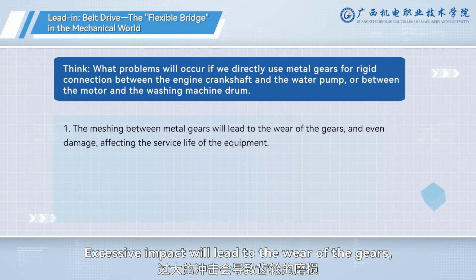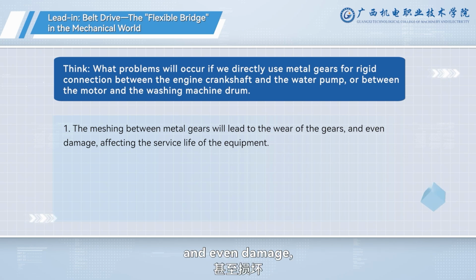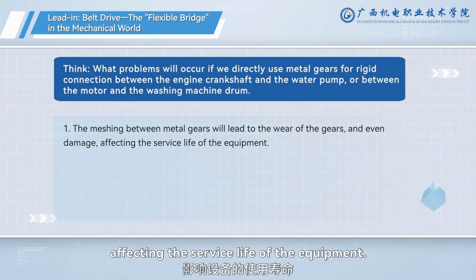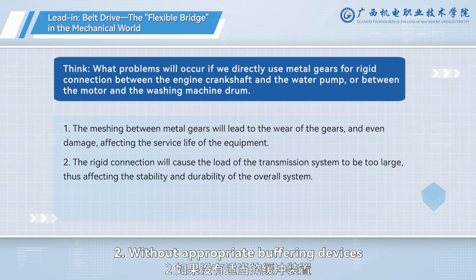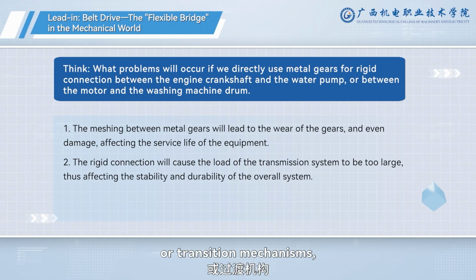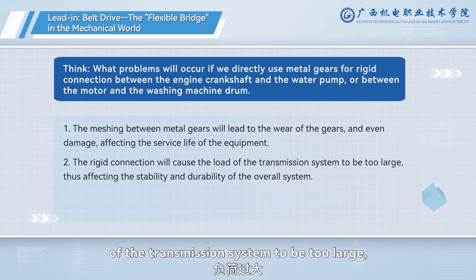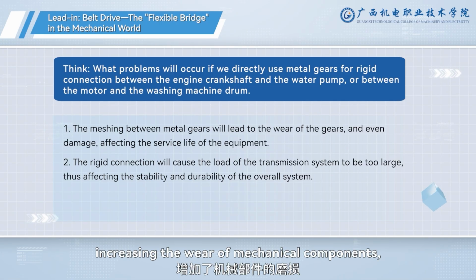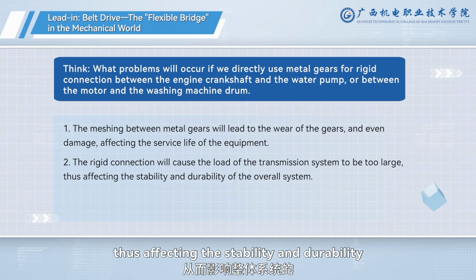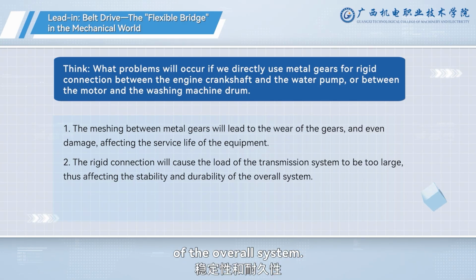Excessive impact will lead to the wear of the gears, and even damage, affecting the service life of the equipment. 2. Without appropriate buffering devices or transition mechanisms, the rigid connection will cause the load of the transmission system to be too large, increasing the wear of mechanical components, thus affecting the stability and durability of the overall system.